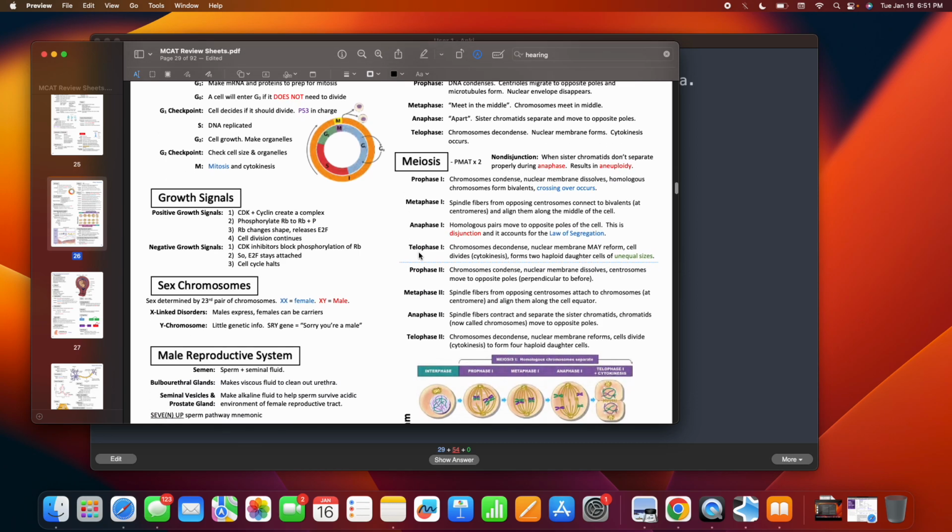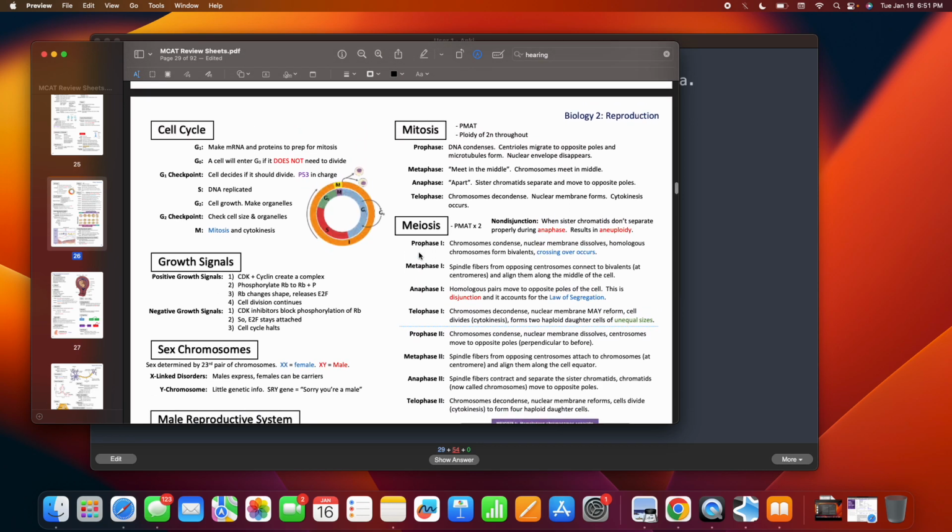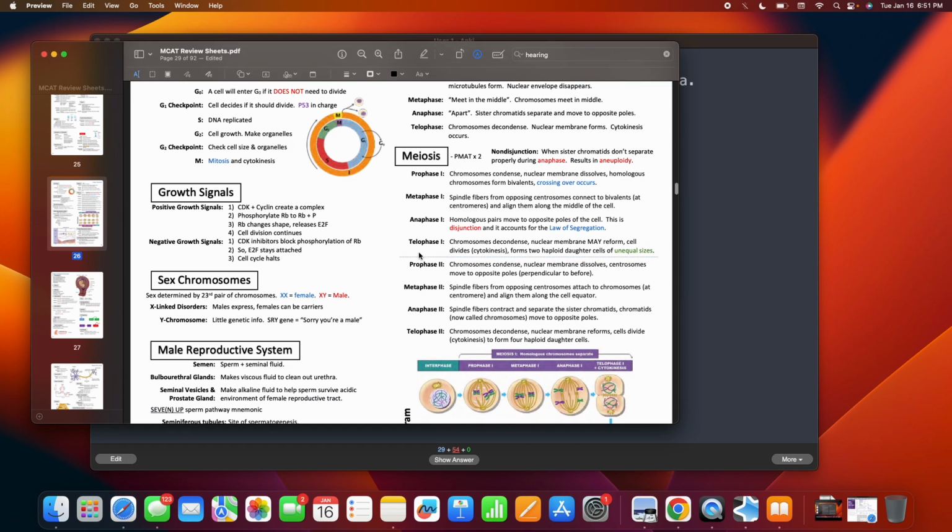Whatever that law is, we will study it in probably the last chapter, which is genetics. And then we have telophase 1, where chromosomes decondense, the nuclear membrane may reform, the cell divides, the cytokinesis, and forms two haploid daughter cells of unequal sizes. That's also interesting that it is unequal sizes of two haploid daughter cells.